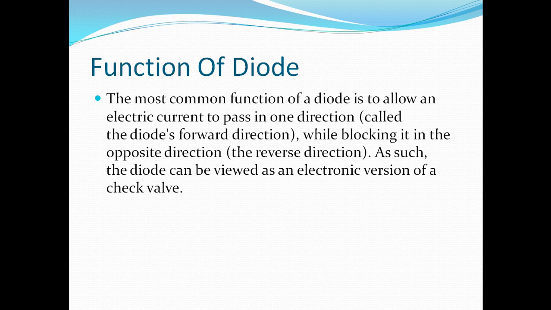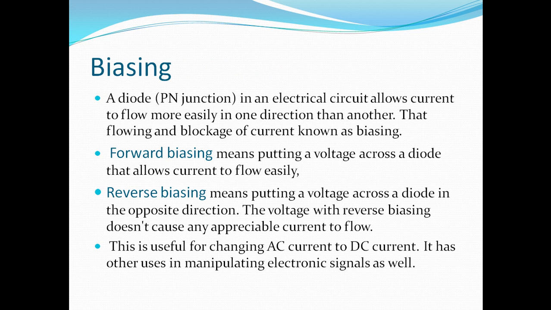This is the function of a diode. What is the function of a diode? As you know, the diode is a semiconductor device with two terminals. So let's read it. The most common function of a diode is to allow an electric current to pass in one direction, called the diode's forward direction, while blocking it in the opposite direction or reverse direction, what we read in the previous slide, that is biasing, forward biasing and reverse biasing.